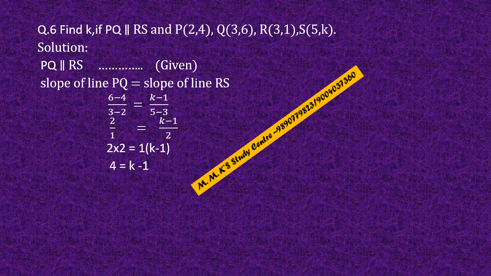First of all, we will simplify, children, and then continue with the cross multiplication. 6 minus 4 is 2, 3 minus 2 is 1, so you will get 2 by 1. k minus 1 is as it is, 5 minus 3 is 2. So cross multiplication: 2 into 2 is 4, whereas 1 into k minus 1 is k minus 1. Minus 1 we will bring to the left hand side, so 4 plus 1 will become 5 and k as it is. So value of k is 5, children.